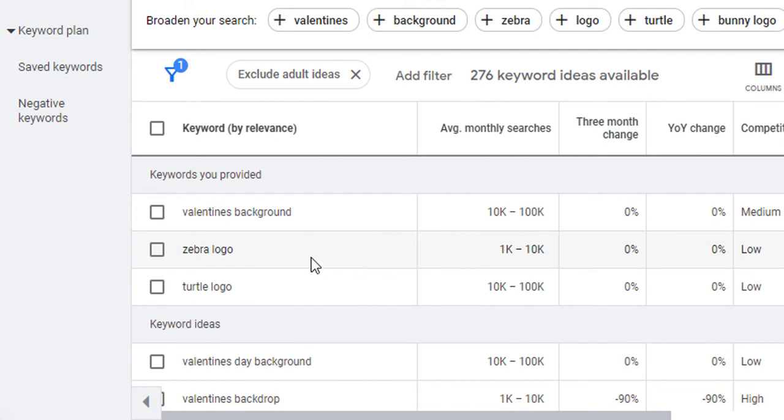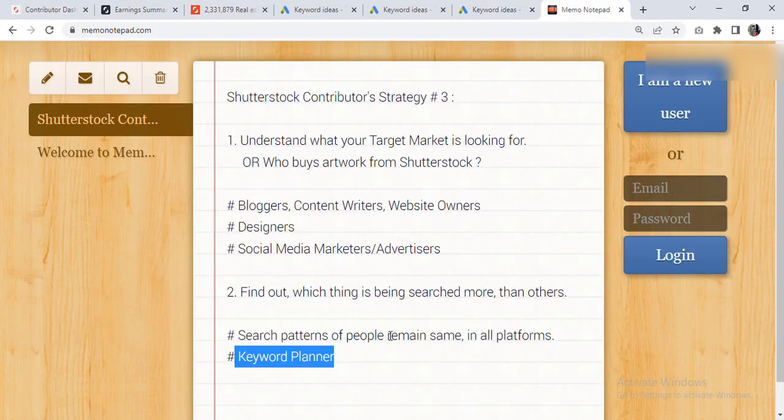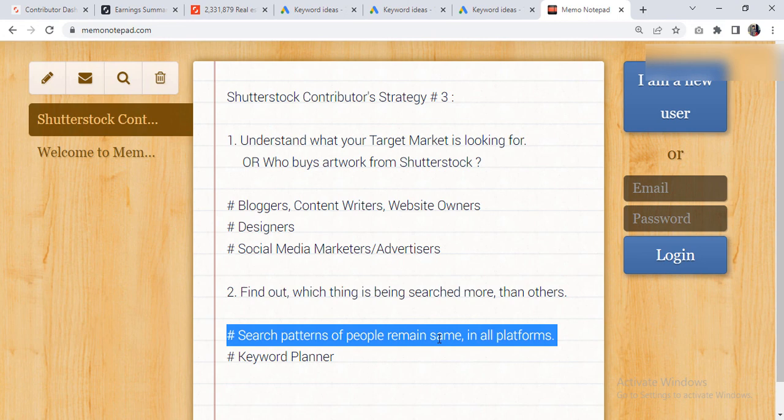Whenever you are confused about what you should target, or what you should design, or what you should spend your time on, you could use the Google Keyword Planner, and that would give you an insight into what people are searching for on Google. And the same people from Google open up these links and go to those sites. Like I said earlier, the search patterns of people remain the same. So if more people are searching for turtle on Google, the same pattern will follow on Shutterstock as well. So even on Shutterstock, more people would be searching for turtle compared to zebra.